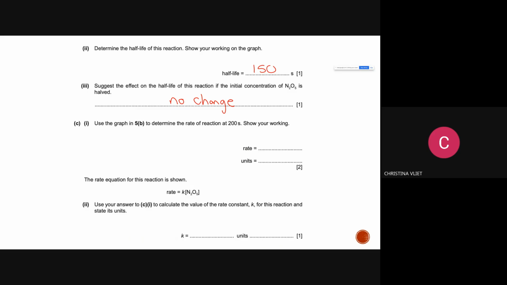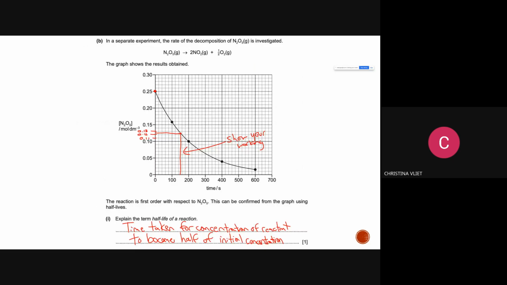Use the graph to determine the rate of reaction at 200 seconds. Show your work. So what would we do now? Use the graph, determine the rate of reaction at this specific amount of time. That's an instantaneous rate of reaction, but at that point, at 200 seconds, what would we do? Tangent line. So now we go to 200, we draw a tangent line right here, and we go like that. Make sense? Because we wanted that specific rate at that specific amount of time.